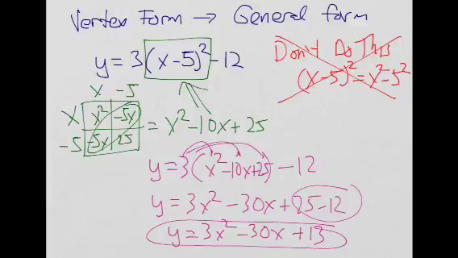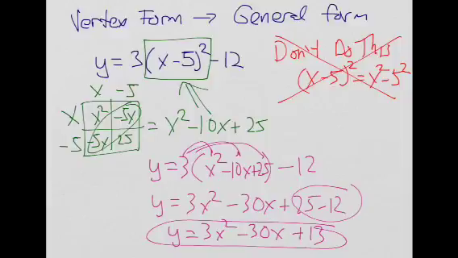Also notice my a value in vertex form is 3. My a value in general form is 3. The reason I use a in both forms is because the number is the same. If you go through this and those numbers are different, you've done something wrong.